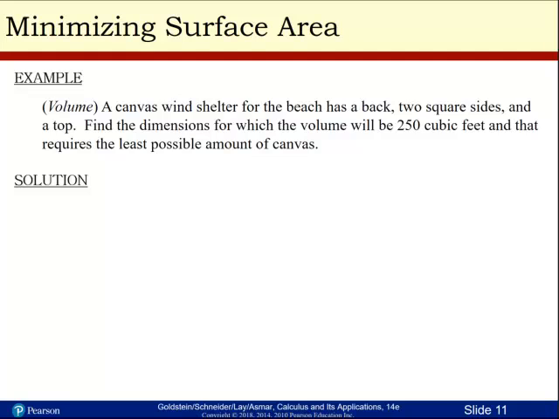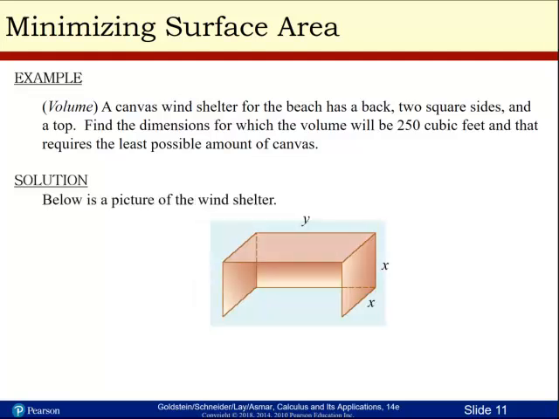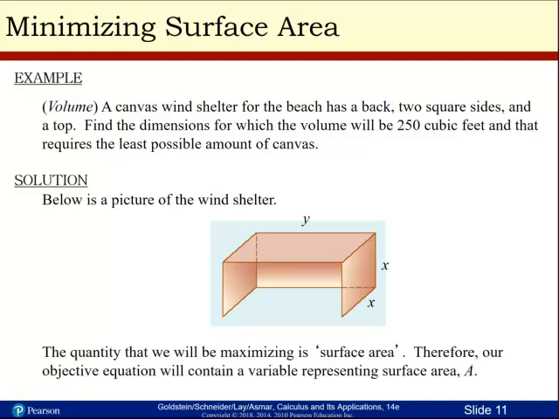We're going to look at an example where we're looking at volume. A canvas wind shelter for the beach has a back, two square sides, that's important, and a top. Find the dimensions for which the volume will be 250 cubic feet, and that requires the least possible amount of canvas. Here's a picture of our wind shelter. I see my square side there. That was important. The quantity that we'll be minimizing is surface area. Therefore, our objective equation will contain a variable representing surface area.